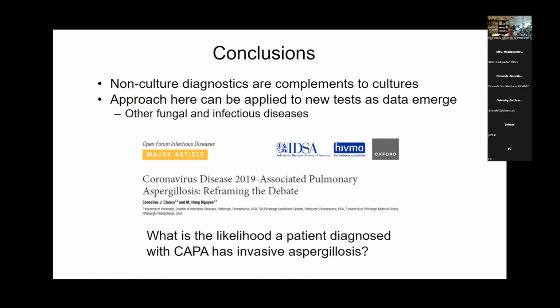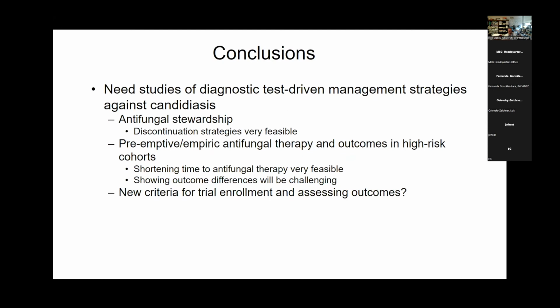A lot of debate about this entity, but if you actually apply diagnostic criteria, sensitivity, and specificity to at-risk cohorts, what you probably find is that the positive predictive value of someone fulfilling these criteria probably does justify antifungal therapy. So you can read the case we make for that.